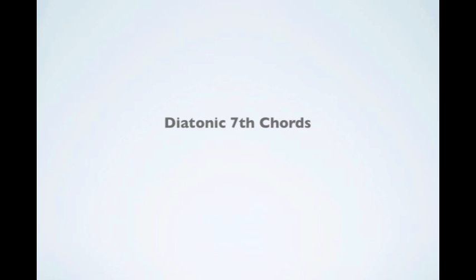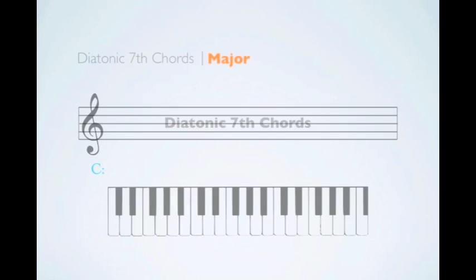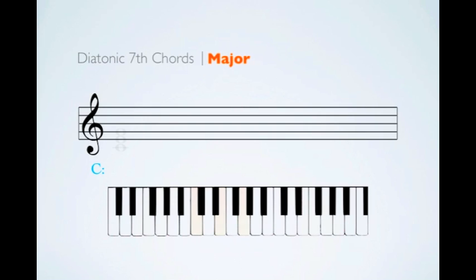Diatonic seventh chords. So here we are in the key of C with our normal triad. Let's create a seventh chord and then follow it up the scale and see what qualities result.